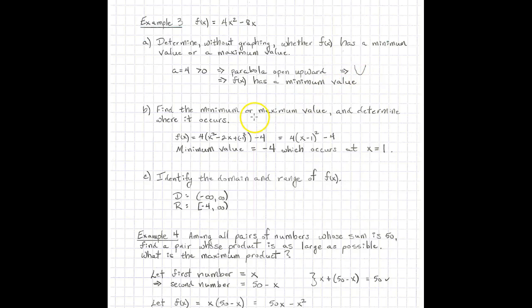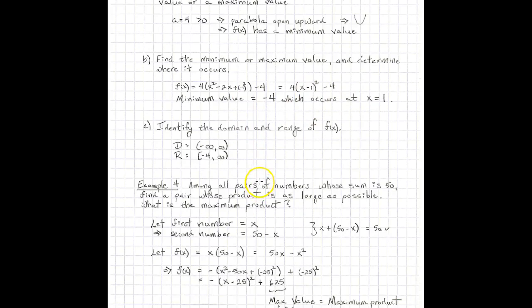Well, to find it, you have to figure out where the vertex is. Okay, so you have to complete the square. Go through and complete the square. Get it into standard form. So the vertex is at 1, minus 4. That means the minimum value is the y value of minus 4, and it occurs at x equals 1.